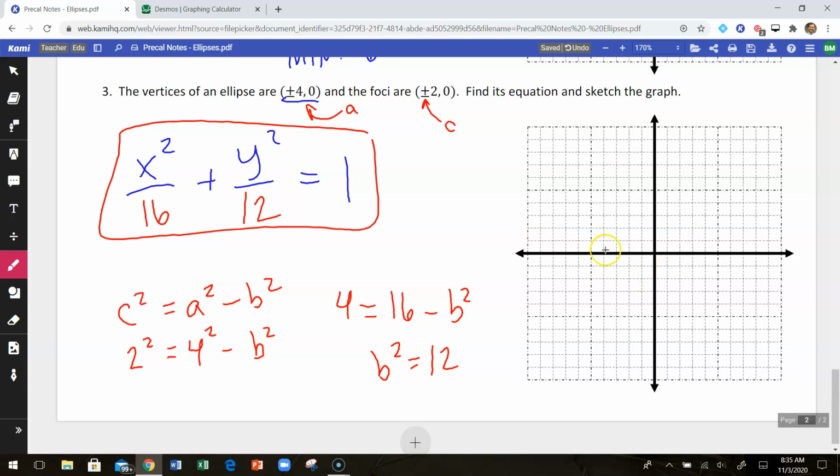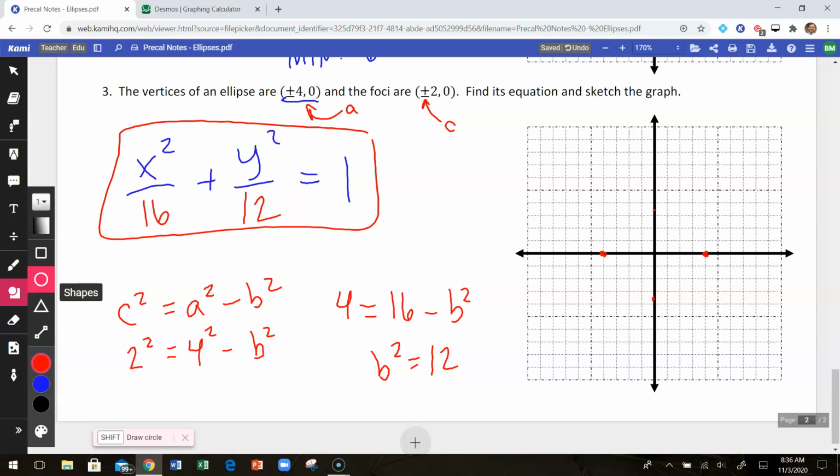And then if I wanted to graph that, again, I'm going to go a stretch of 4 on the x in each direction, and a stretch of the square root of 12 in each direction on the y-axis. So the square root of 12 would be somewhere around 3.5. So I'm going to go out 3.5-ish on the y-axis, and it's going to look something like that. And then I will try my best here to make this happen with my ellipse. So it's going to look something like that. Okay, a little bit more circular this time.